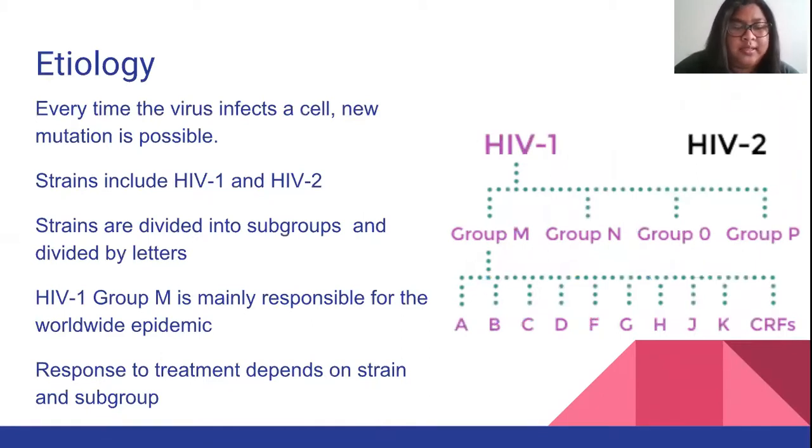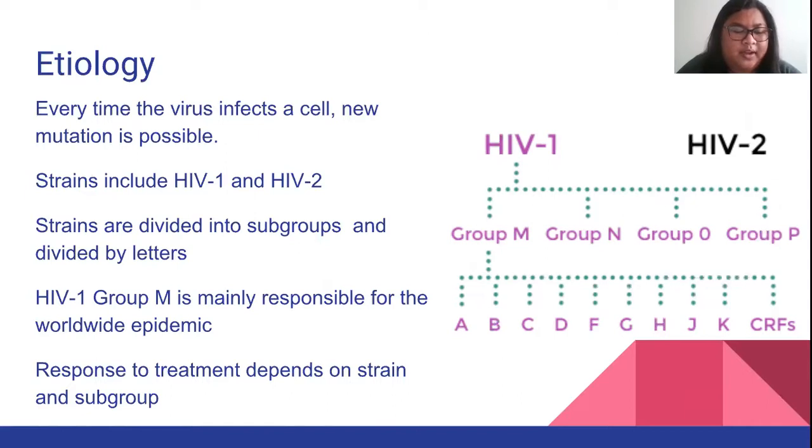There are two strands of HIV, which are HIV-1 and HIV-2. The strands are then divided into subgroups and then further divided into letters. Group M, HIV-1, is the one responsible for the HIV epidemic. When a patient receives treatment for HIV, it depends on the strain and subgroup they have.